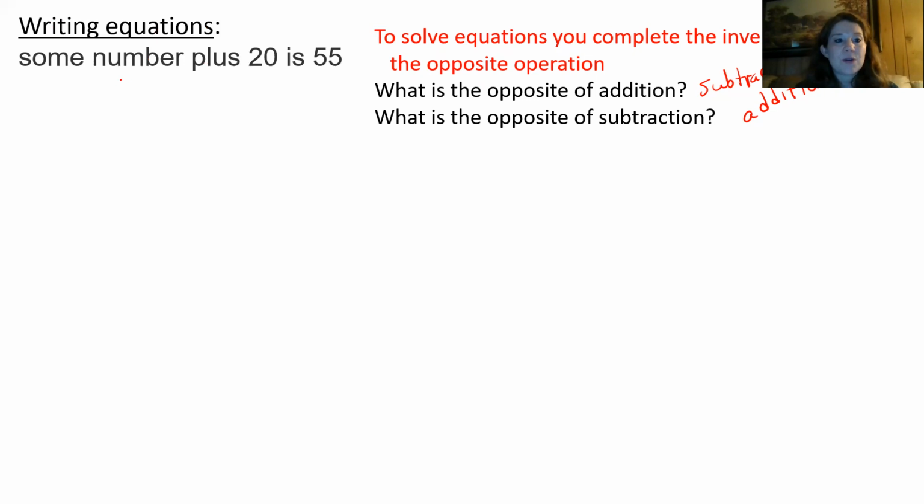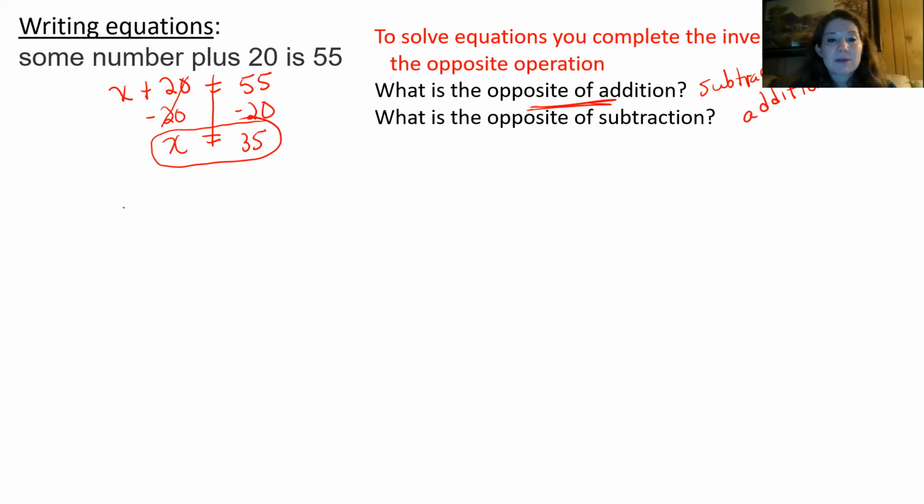So let's go back to some number plus 20 is 55. Since I see plus 20, we're going to do the opposite of plus 20, which is minus 20. The thing about equations is that whatever you write on one side of the equal sign, you write on the other side. 20 minus 20 is 0. So we bring down x equals 55 minus 20, which is 35. So we just found out what our variable equals, and we can only do that when it's an equation, which means it has an equal sign.